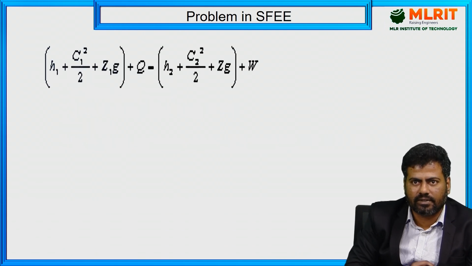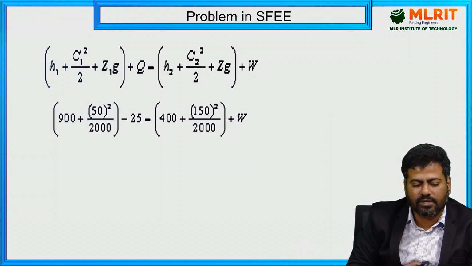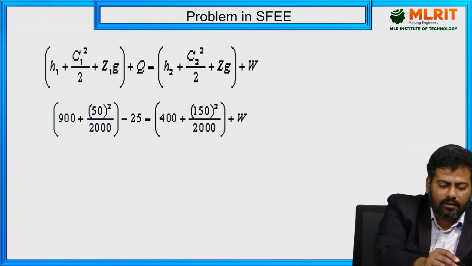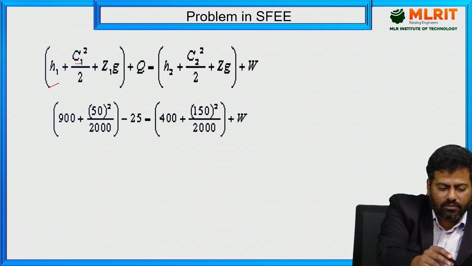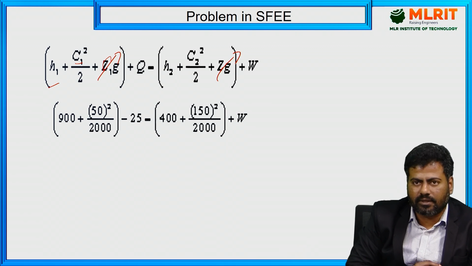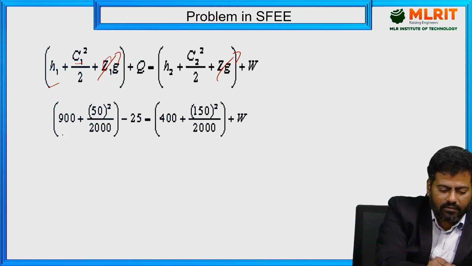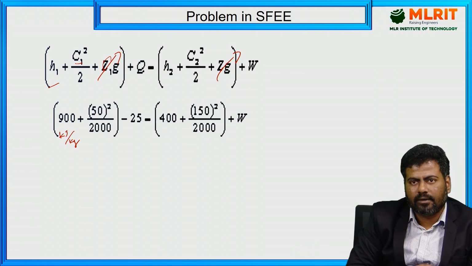What is the steady flow energy equation we are having? This is your standard steady flow energy equation. H1 plus C1 square by 2 plus Z1 g plus Q is equal to the corresponding terms with respect to leaving the system, right? After that, I am supposed to consider what data we are having. We have H1, C1 square, C1. Z1, there is no Z1. So these two, Z1 and Z2, the difference is negligible, right? See, listen here. Here actually they have mentioned 900, in terms of kilojoule per kilogram.